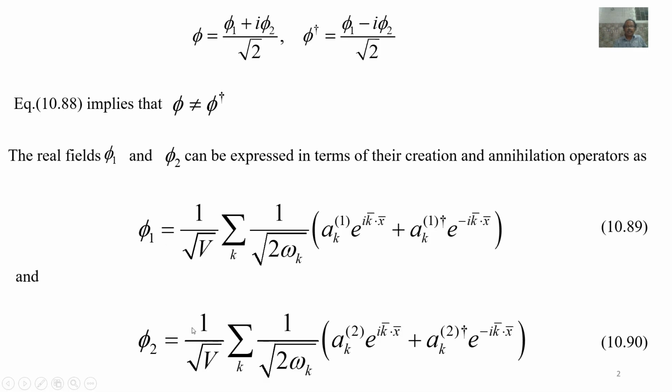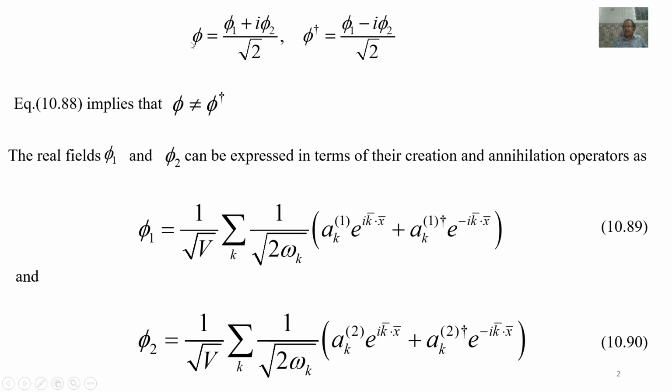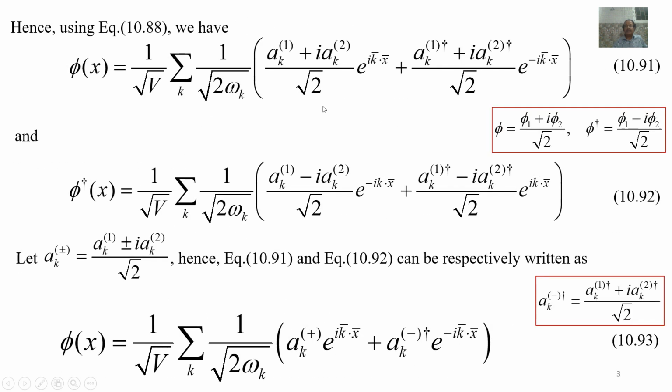And the field function for particle 2 is given as equation 10.90. And we are going to use equation 10.88. So 10.88 is given as this one. And phi of x is given as 1 by root V, summation over k, 1 by root of 2 omega k, (a k1 plus i a k2) divided by root 2. So we are going to add, see, this is where 10.88.